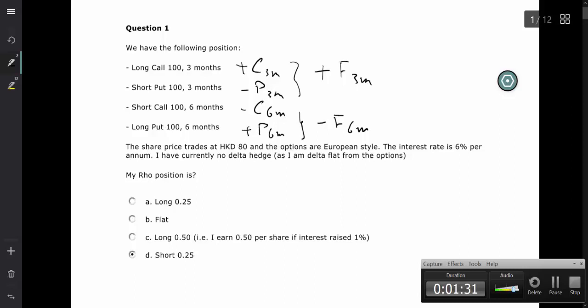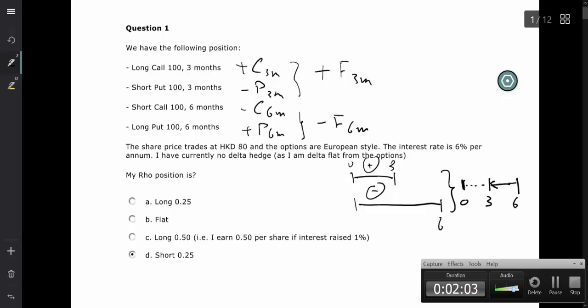Okay, so now the way you can look at this is, here you are long from 0 to 3, and then from 0 to 6 you are short. So when you add them up, if this is the time now, you have a short forward position from 3 months from now to 6 months from now. Okay, that is your exposure. For the first 3 months, you are actually hedged.